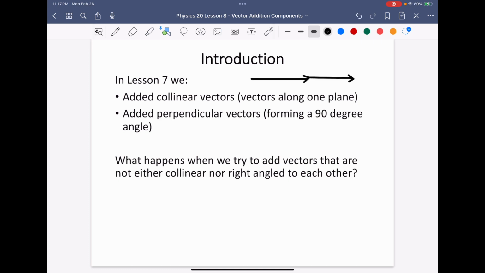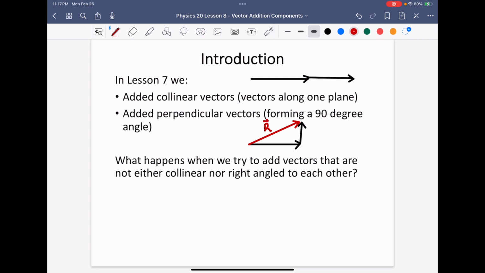We took two things that were like this and put them together tip to tail. We also did things that were like east-west or north to south, so we could have also had vertical things. But what we also did is we added perpendicular vectors, let's say going east and then going some amount north. And when we put these things together, we got some sort of overall resultant, like the following. So we got some sort of resultant, which I would classify as R.